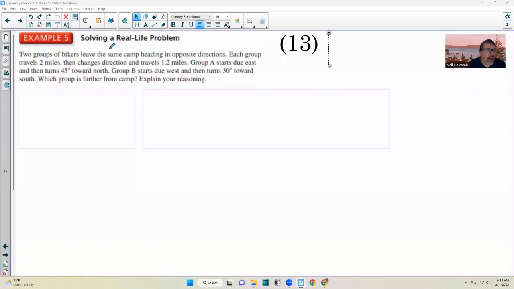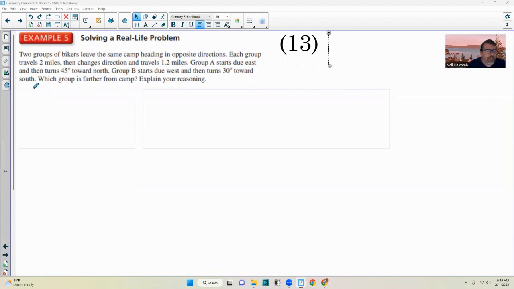Example 5 is a real life problem. It says 2 groups of bikers leave the same camp heading in opposite directions. Each group travels 2 miles. So if they start at the same place and go 2 miles in opposite directions, they're now 4 miles apart.